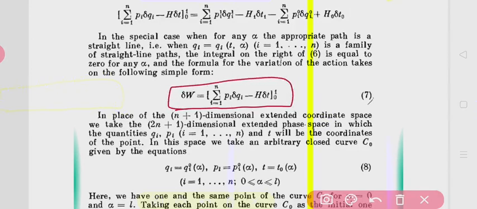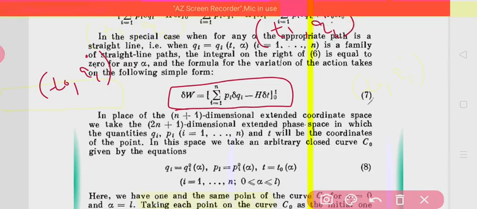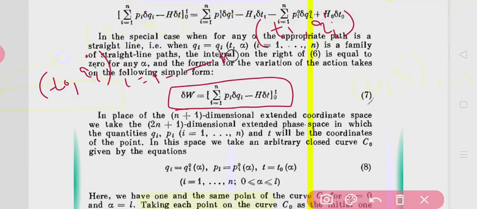Okay, now what we are considering here, in place of the n plus 1 dimensional space, we are considering the coordinates as t naught and qi naught, the coordinates of a point t1 and qi1, where I is varying from 1 to n. So that means there was the n plus 1 dimensional space. Now I am taking that to n plus 1 dimensional space.